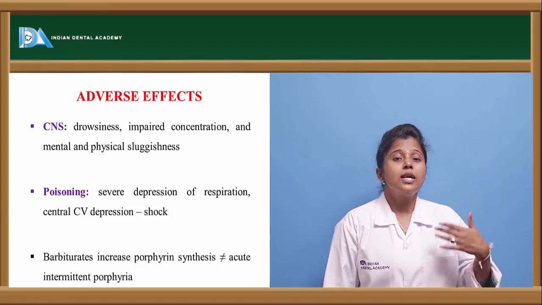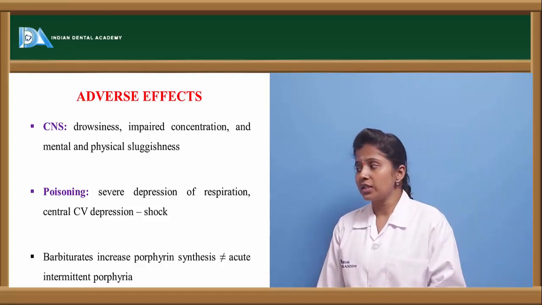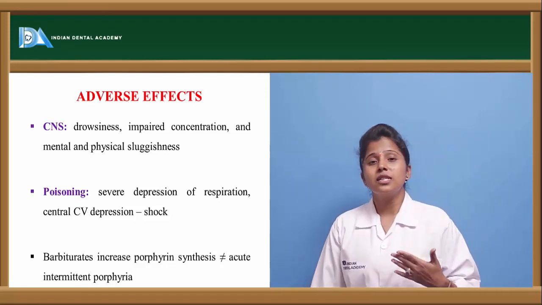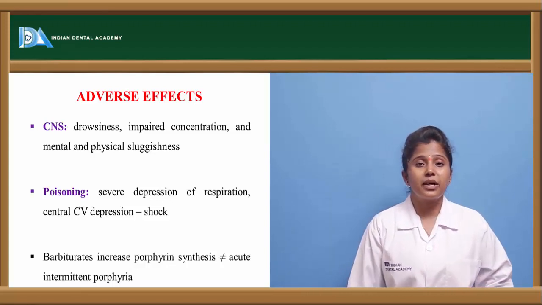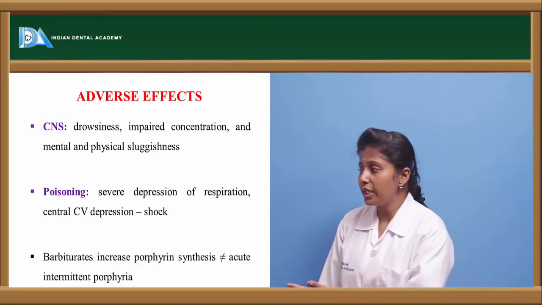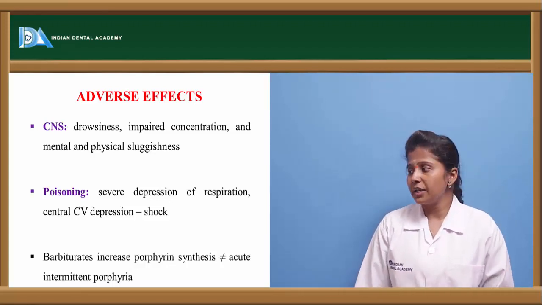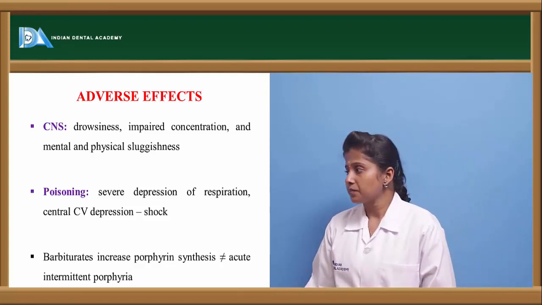So barbiturates, what do they do? They increase porphyrin synthesis, and thereby oxygen can be properly supplied. That is the reason they are used to treat acute intermittent porphyria.